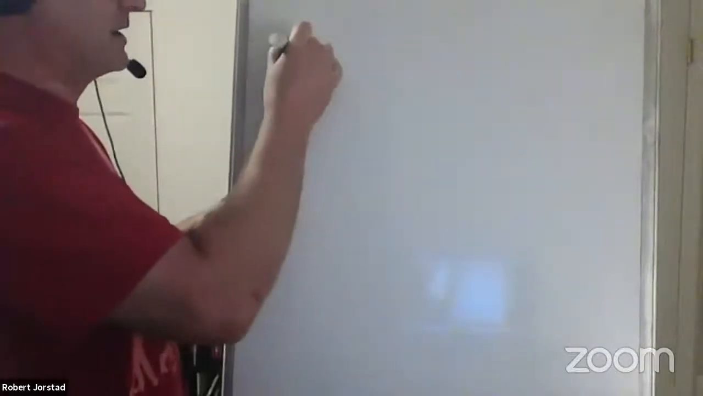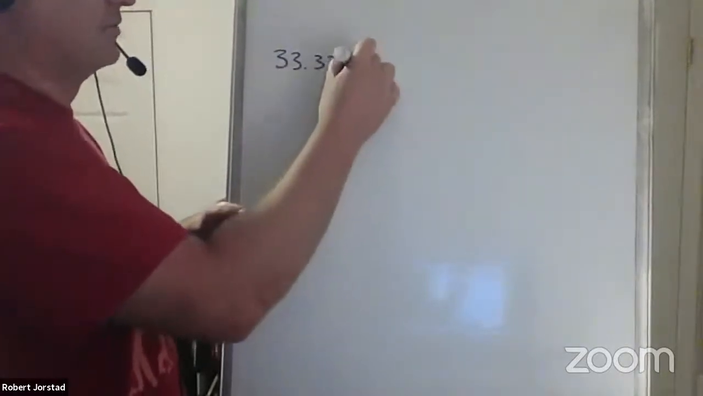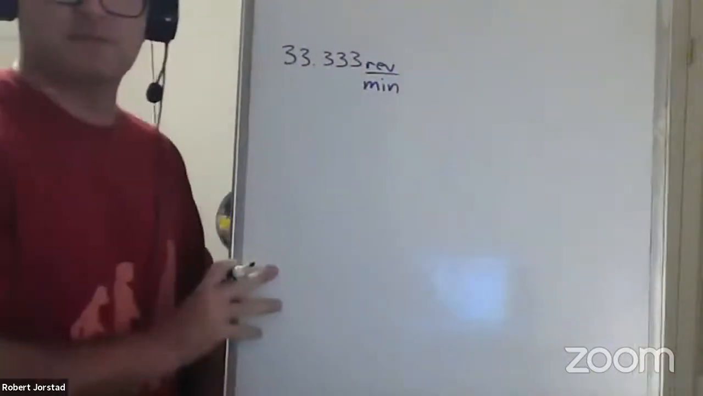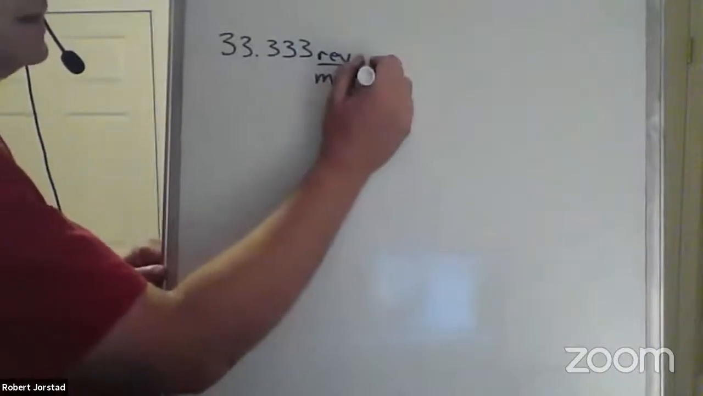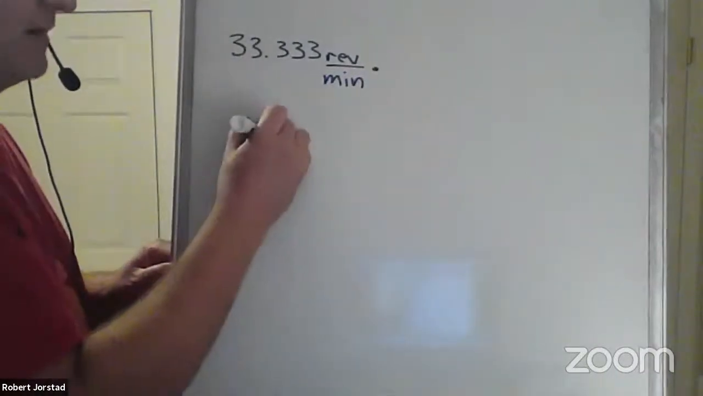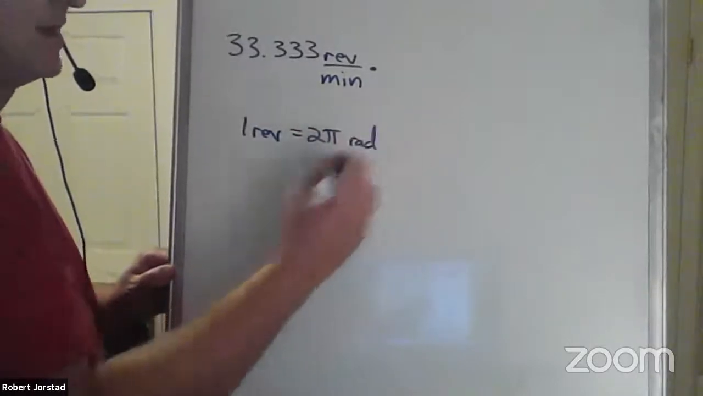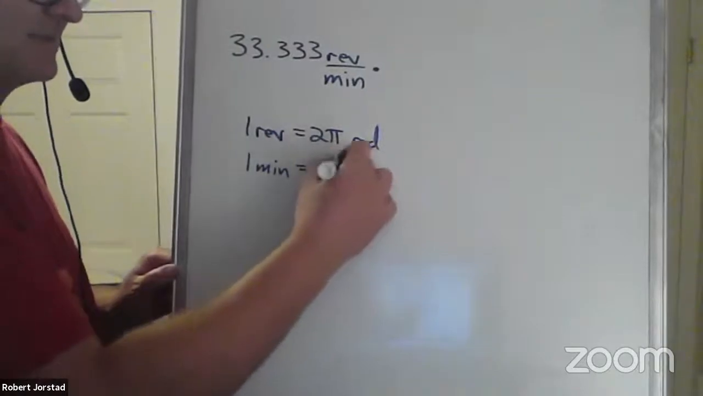But we could also do it this way. It was 33.333, let's say, revolutions per minute. And it's important that we do this because you got to know how to do this basically to know what the computer's doing. Now I know 1 revolution equals 2 pi radians, right? And I also know 1 minute is 60 seconds.